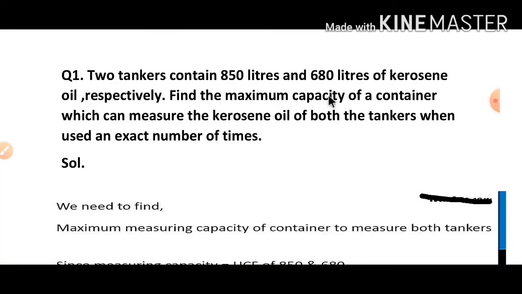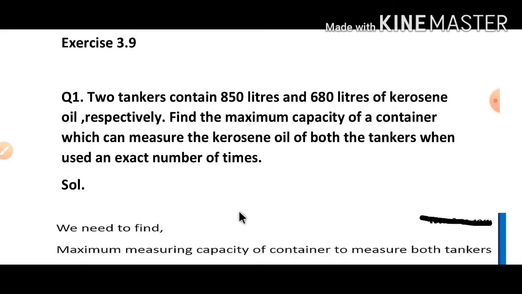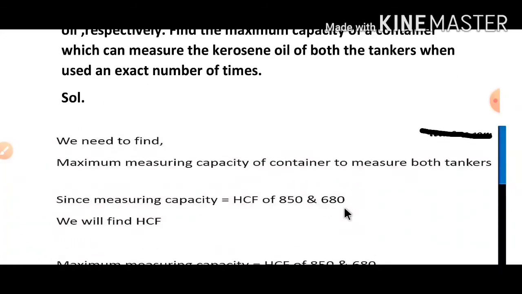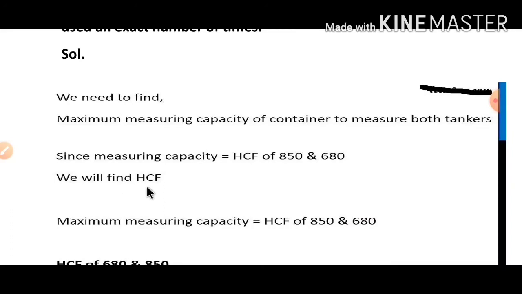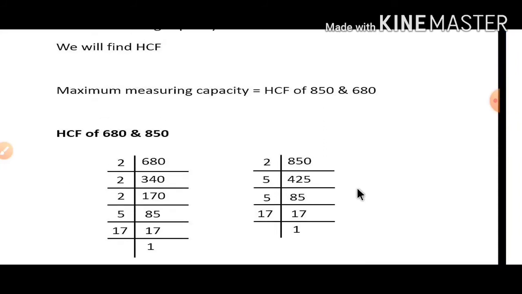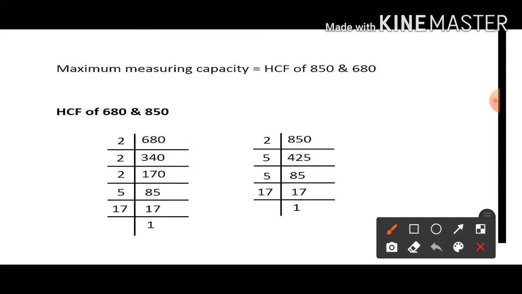Now here we have to find the maximum capacity. So first step, we need to find the maximum capacity of the container to measure both tankers. Since we are finding the maximum, we will find the HCF of 850 and 680. So first we will find the prime factorization of 680. We can use any method, prime factorization or continuous division method. Here we have used the prime factorization method.